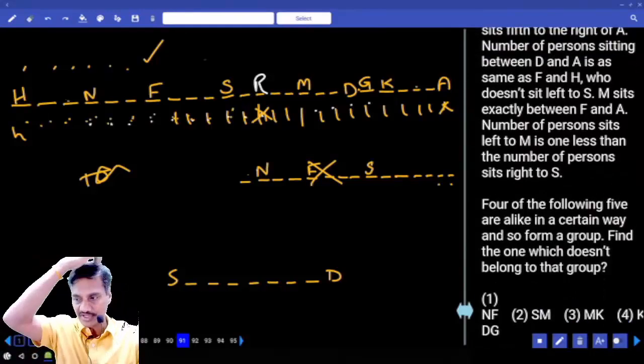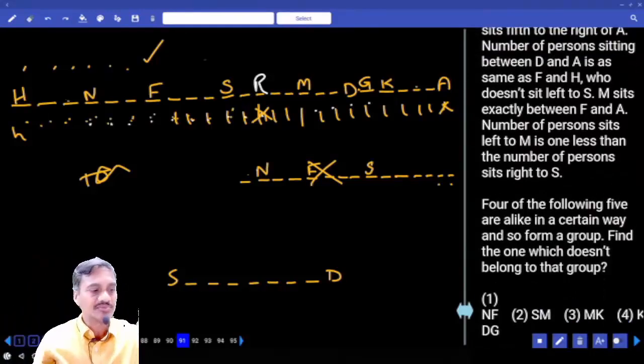And 91, odd one out among the following. N and F, there are 2 persons. S and M, how many persons are there? 4 persons. And M and K: 1, 2, 3, 4, 4 persons. S and M 4, M and K 4, K and A there are only 3. Hence, we cannot get the answer with the help of the number of persons in between.